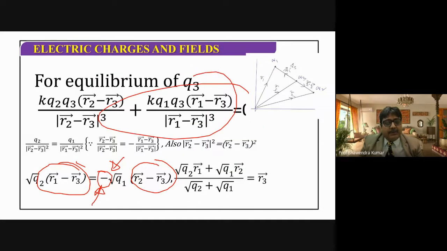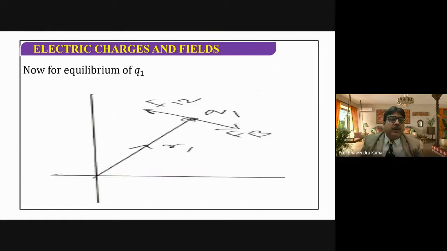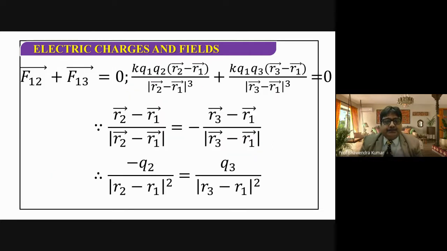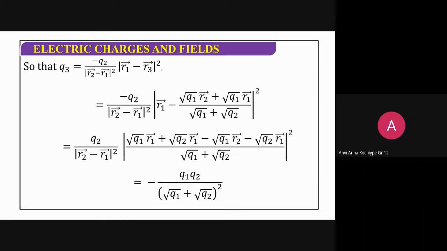forces will be 0. But when I am talking about the equilibrium of Q1, due to charge Q2 it is repelled, but due to charge Q3 it is attracted. Again, if Q3 was positive, then both the forces F12 and F13 will be in the same direction. Then there can't be any equilibrium. Is that clear? Yes, sir. I forgot the minus sign, so I messed that up.